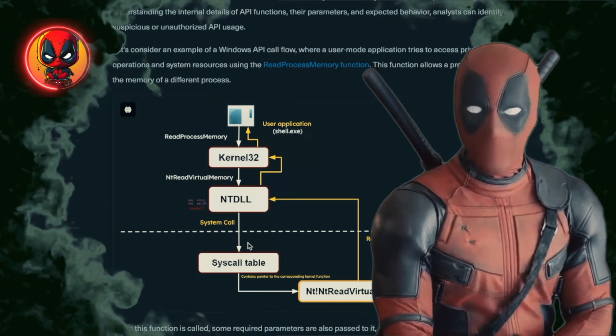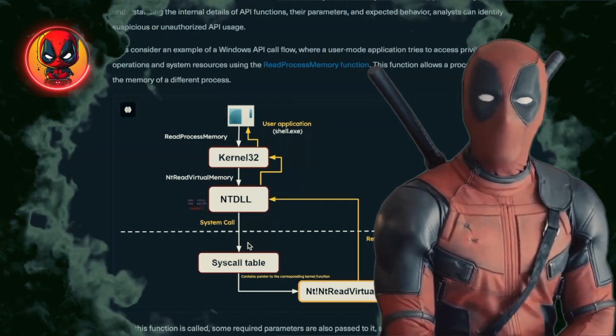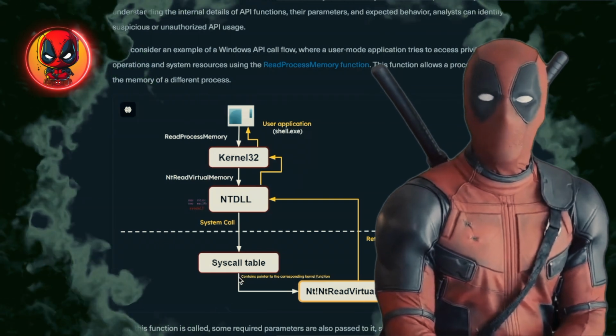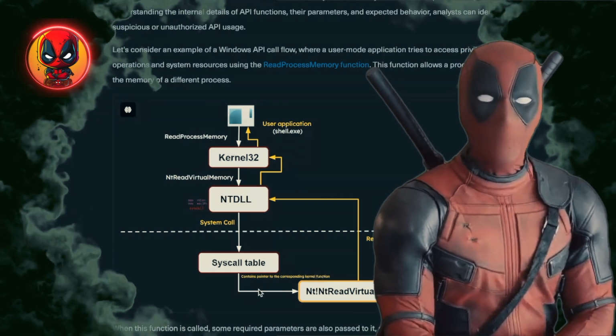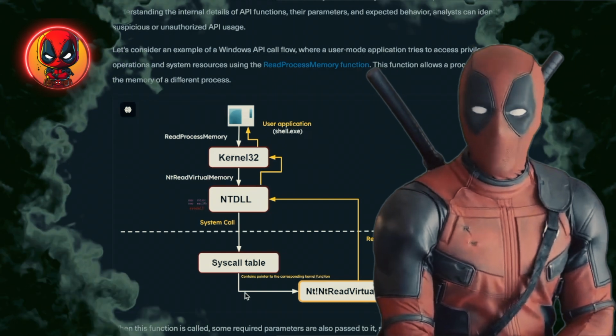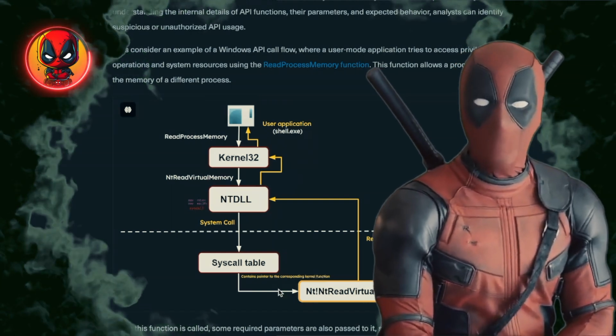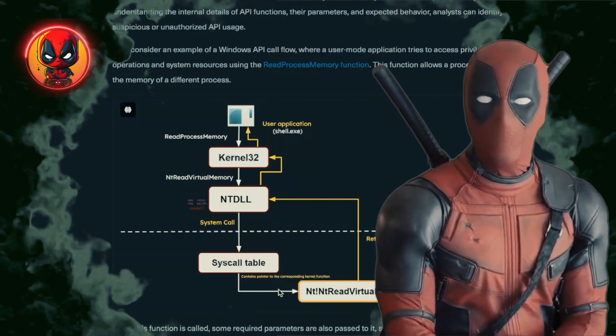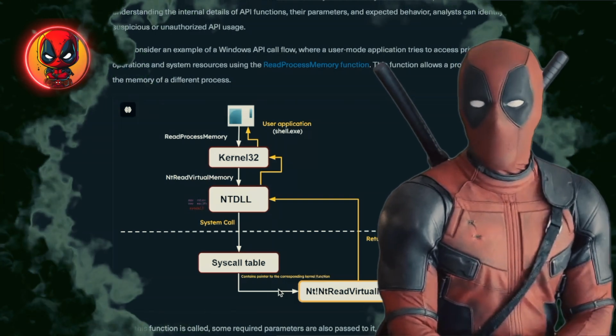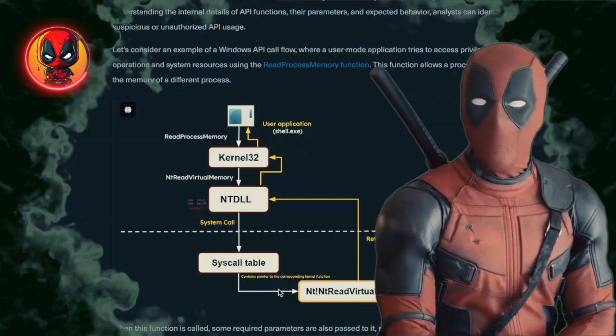4. System call, syscall table. This is where the transition from user mode to kernel mode happens. The request moves to the syscall table, which contains pointers to kernel functions. The system call mechanism allows user applications to request kernel services safely.